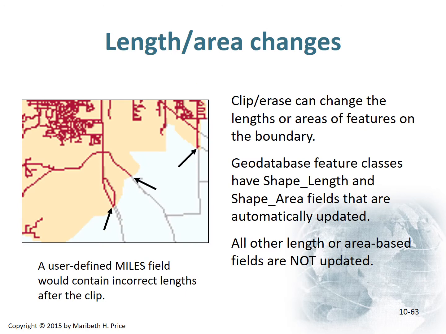Length and area changes. Clip and erase change some of the features, and so some of the areas and some of the boundaries are going to be changed once you use these processes. Geodatabase feature classes have a Shape_Length and a Shape_Area field that are automatically updated. In every other instance, these numbers are not updated. Always assume that area and length calculations are incorrect until you know otherwise.